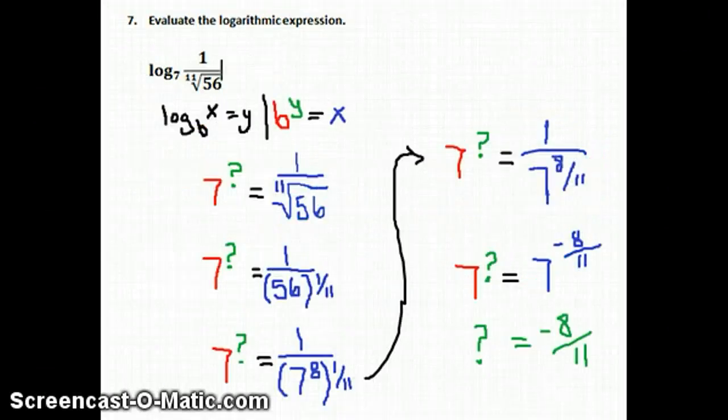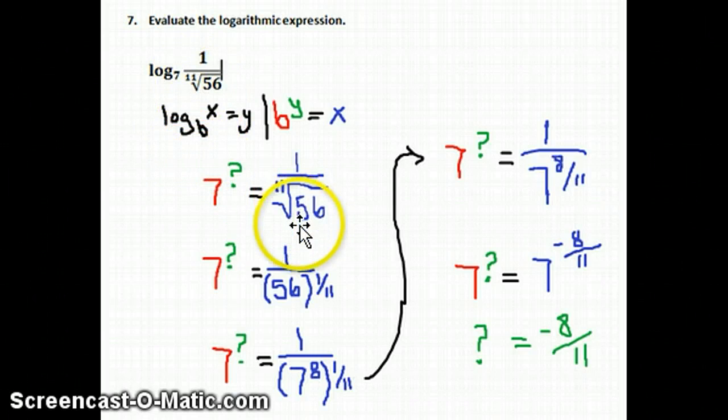Alrighty, so for number 7, we are evaluating this logarithmic expression, and to do so, we're going to manipulate its current form into b to the y power equals x, which, as you can see, is just a different form of this. And so to start, we take the base, which is 7, and as you can see here, b, and set it equal to the x, which is 1 over the 11th root of 56. I'm sorry if I didn't say that correctly.